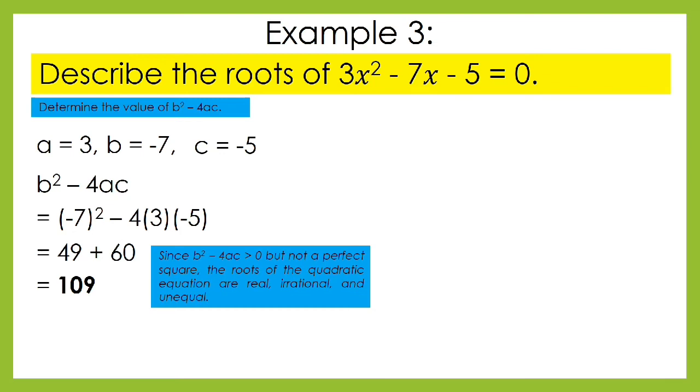Sabi natin kanina, kung ang value ng b square minus 4ac ay greater than 0 but not a perfect square, the roots of the quadratic equation are real, irrational, and unequal. Ang 109 ay walang exact square root, kaya siya ay not perfect square. I-check natin kung totoong real, irrational, and unequal ang mga roots.